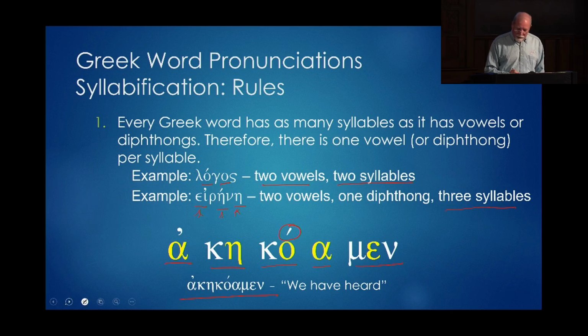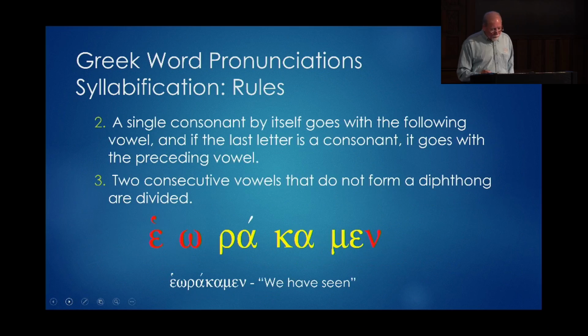So, vowels. 1 vowel per syllable. All right? Rule 2, a single consonant by itself goes with the following vowel, and if the last letter is a consonant, it goes with the preceding vowel.